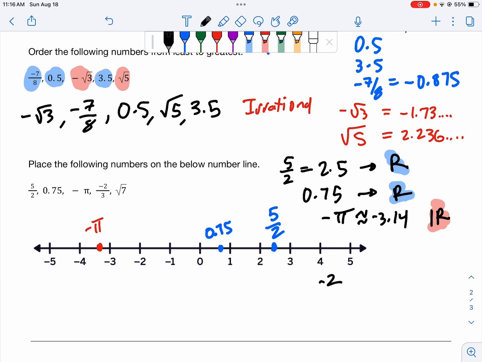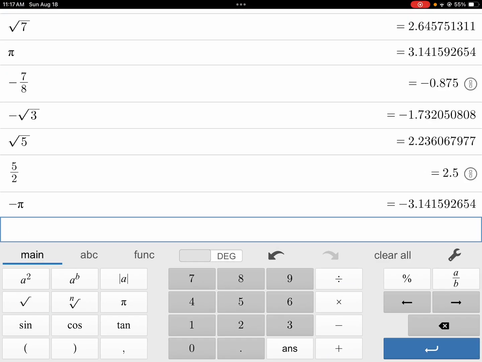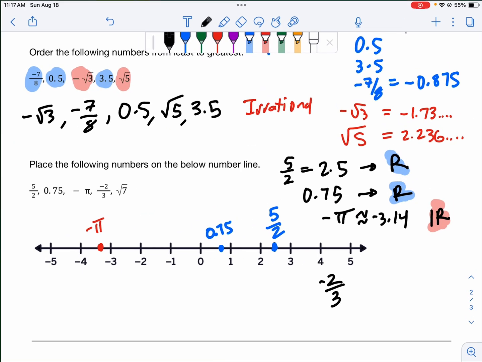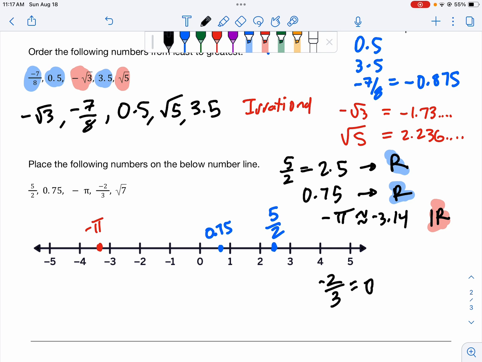My next number is negative 2/3. If I type this in my calculator, negative 2 divided by 3 is negative 0.6 repeating. Since it's a repeating decimal, it is a rational number. So I'm going to go to my number line, go just to the left of 0, almost all the way to negative 1, and I'm going to put that here, negative 2/3.